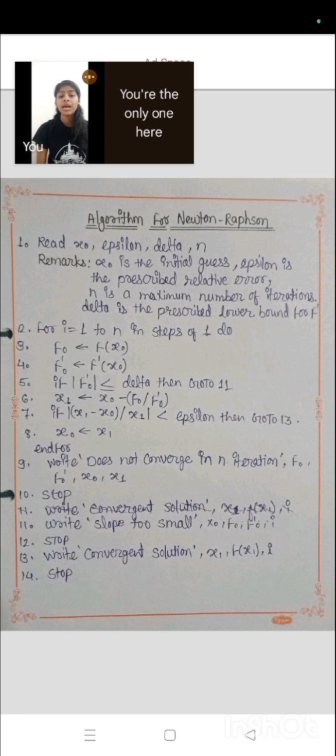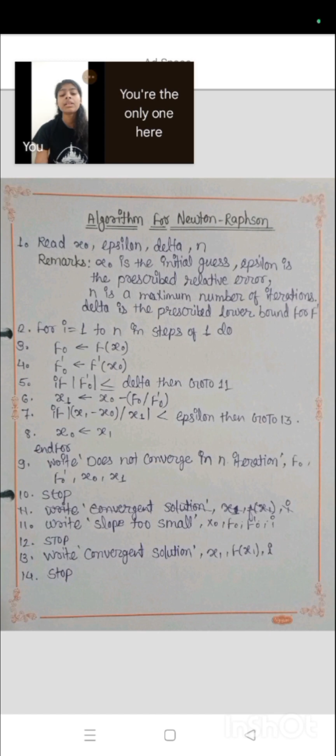Okay, then if f dash 0 is not less than or equal to delta, here we find the x1 value. We put x1 is equal to x0 minus f0 upon f dash 0. This x1 is the formula of the Newton-Raphson method.